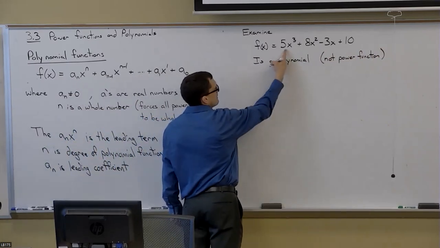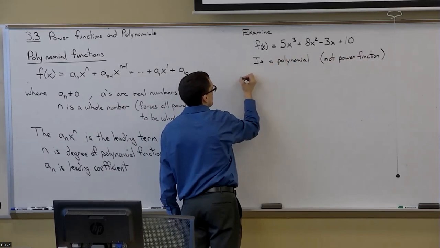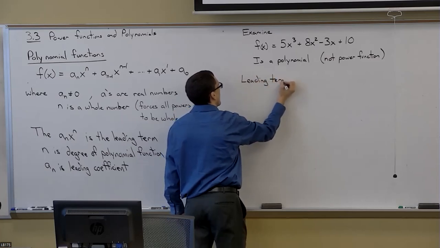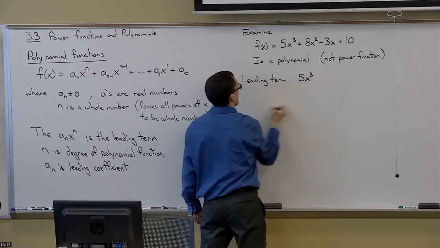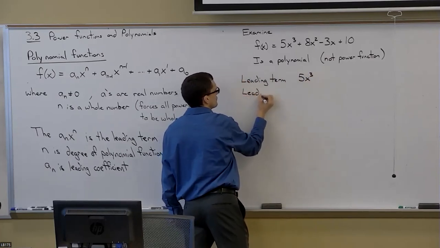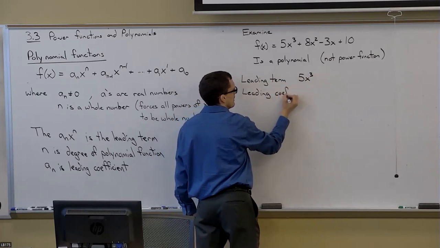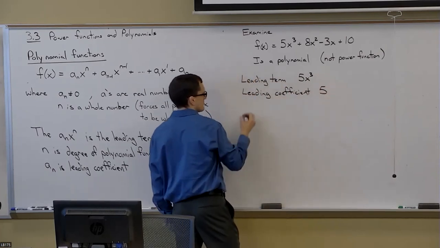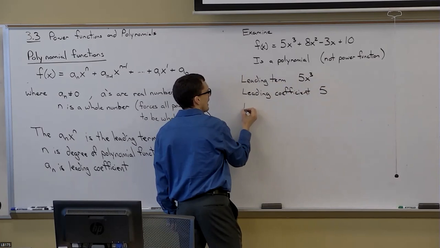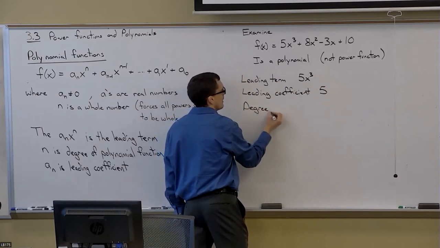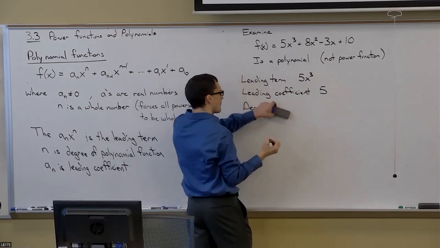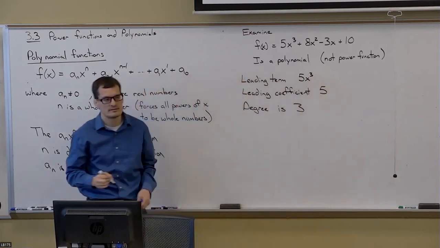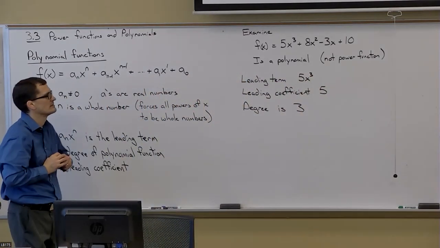The leading term is the 5x to the third. The lead coefficient, or the leading coefficient, is 5. And the degree of the polynomial is 3. Does that work?